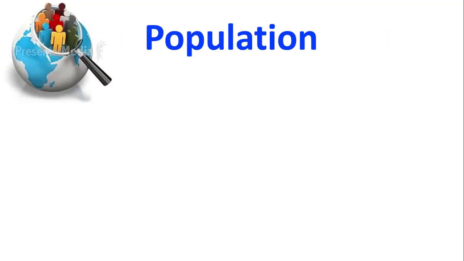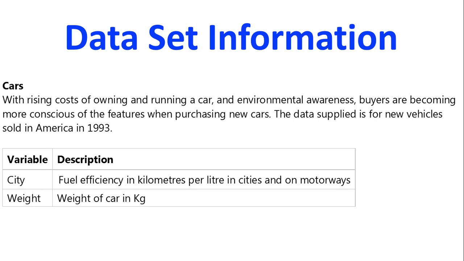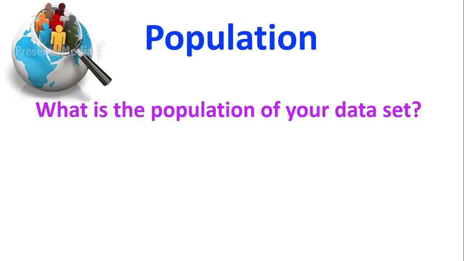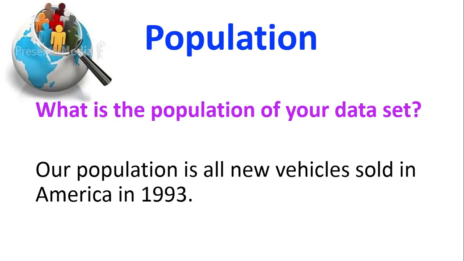The third bit is our population. Going back to that data set info, it tells us the data supplied is for new vehicles sold in America in 1993. So the population of that data set is all new vehicles sold in America in 1993. And so that gives me the three things I need to define the problem: I've got my purpose, my prediction, and my population.